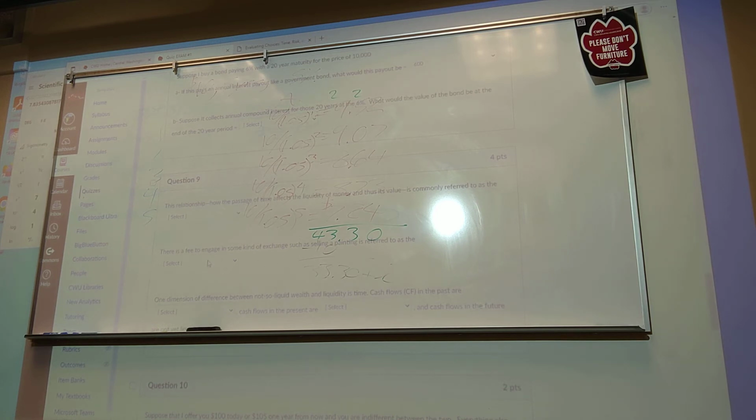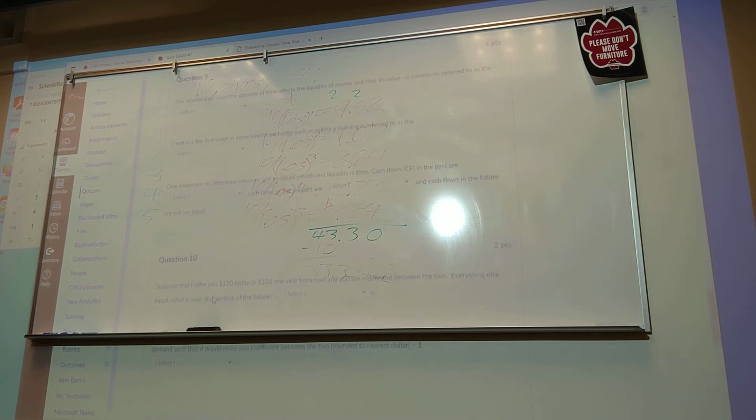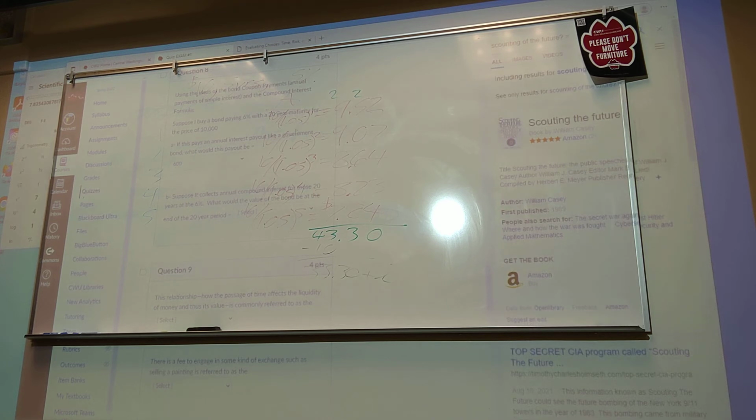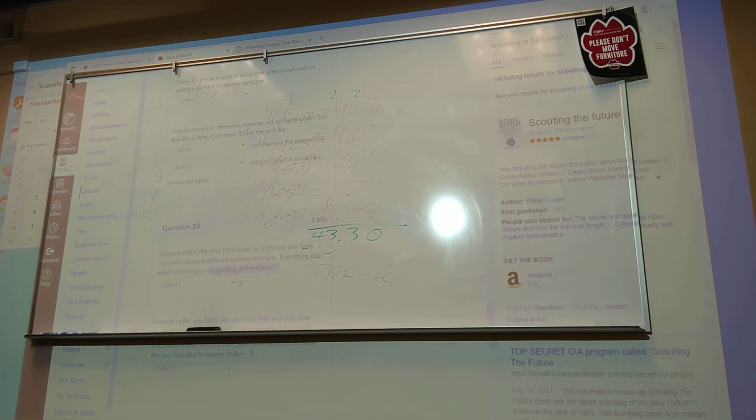This, I talked about transaction costs. Here, this is discounting the future, right? So $100 today or $105 a year from now means you have a 5% discount, right? There's the annuity thing.